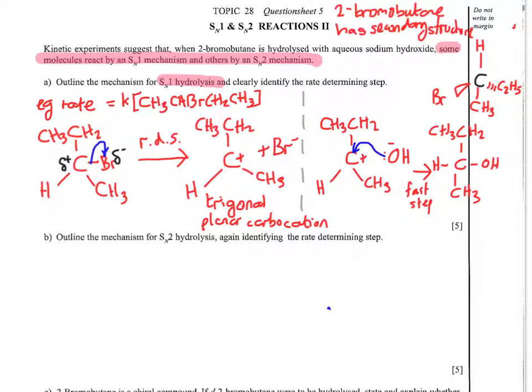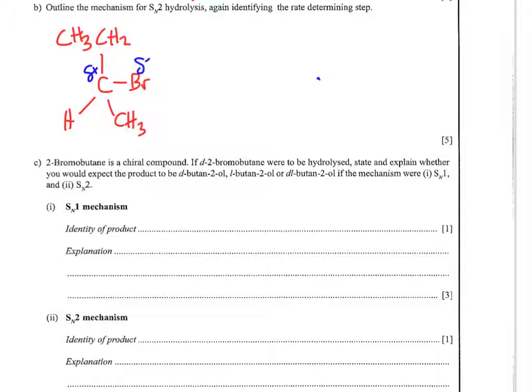So the next part of the question asks us to outline the mechanism for SN2 hydrolysis, again identifying the rate determining step. So I start by drawing my species and putting in the dipoles. Remembering that my OH- attacks from behind due to repulsion from the delta minus Br atom, the next thing that happens is obviously the C-Br bond breaks.